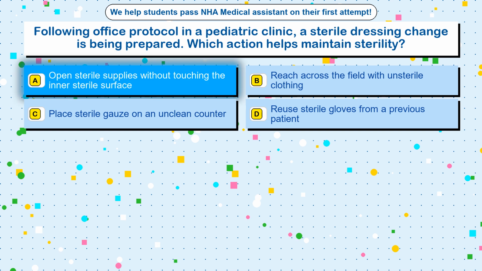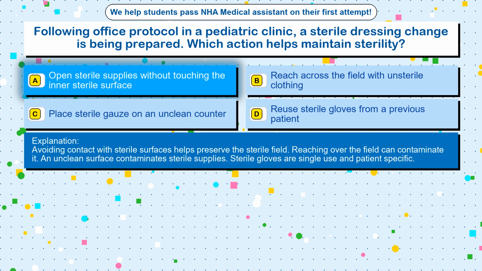The correct answer is option A, open sterile supplies without touching the inner sterile surface. Avoiding contact with sterile surfaces helps preserve the sterile field. Reaching over the field can contaminate it. An unclean surface contaminates sterile supplies. Sterile gloves are single-use and patient-specific.